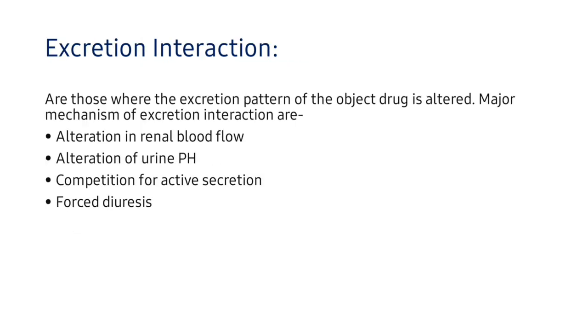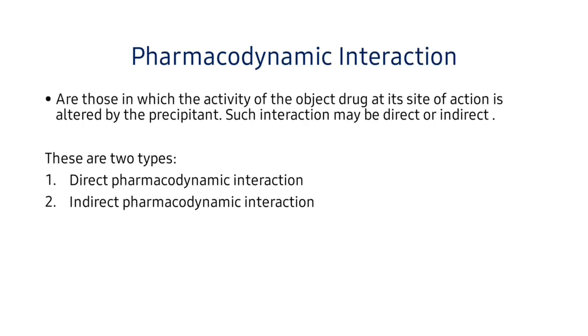Excretion interactions are those interactions where the excretion pattern of the object drug is altered, and major mechanisms of excretion interactions are alteration in renal blood flow, alteration of urine pH, competition for active secretion, and forced diuresis.